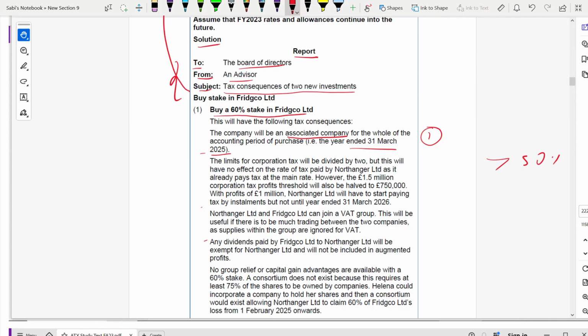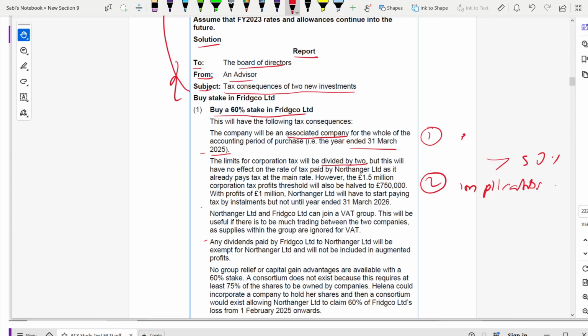Because once you have decided in this stage, number one stage, if it's associated, it will have this implication. If it's not associated, it will have this implication. Now the next one, implications of associate companies. Now because it's implicated, what happens? Your corporation tax limits will be divided by 2. Limits will change. This you have to write in second paragraph.